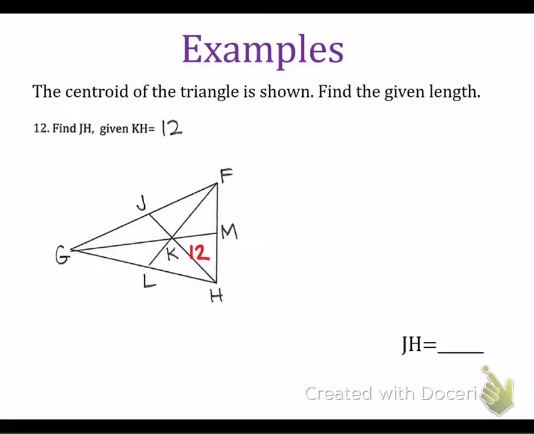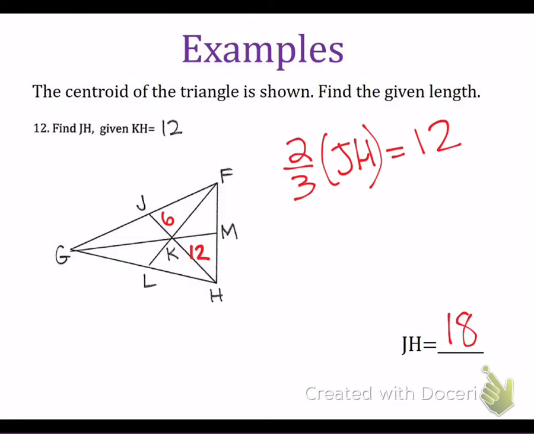Okay, any strategies we want to use? 12 divided by 2 is what? And that would be this guy. So the whole thing would be 18. That's one way to do it, or you could write that equation like I was talking about earlier. I know that 2/3 times that measure JH is how they came up with 12 in the first place. And then you can multiply both sides.